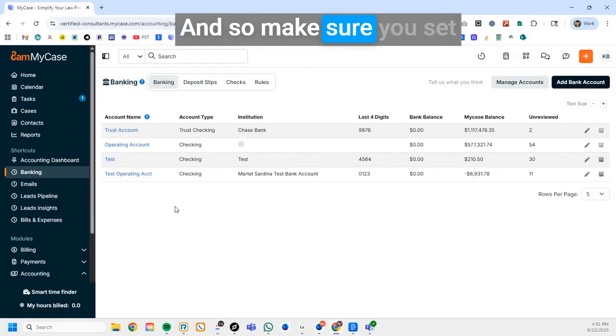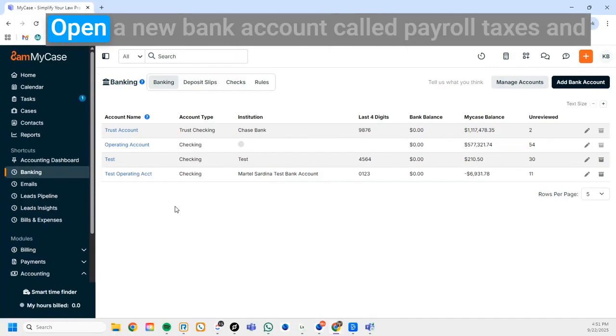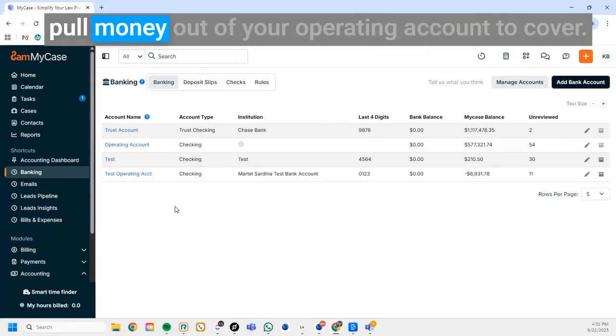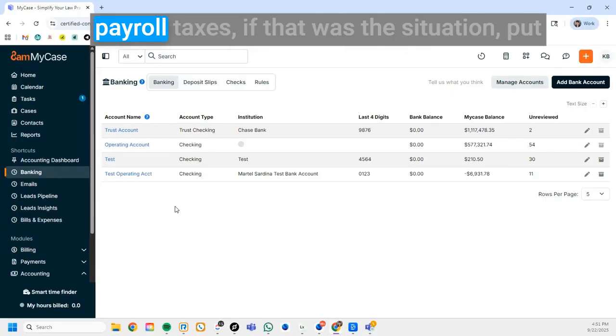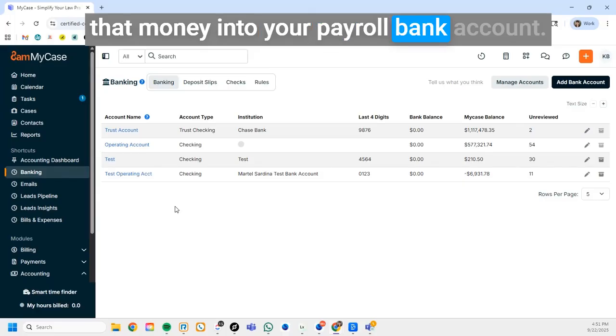And so make sure you set aside, say that was $5,000, open a new bank account called payroll taxes and pull money out of your operating account to cover whatever you have to do to cover your payroll taxes. If that was the situation, put that money into your payroll bank account.